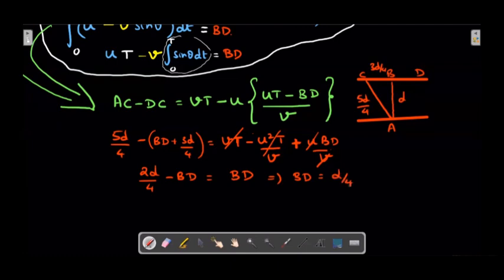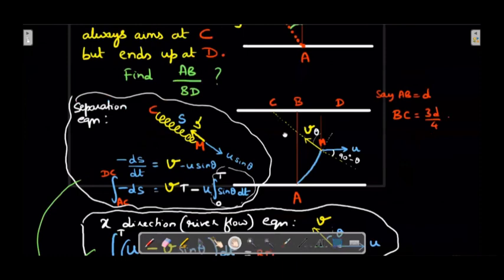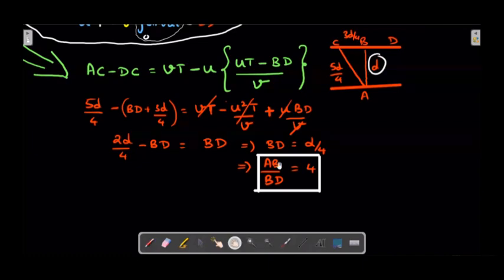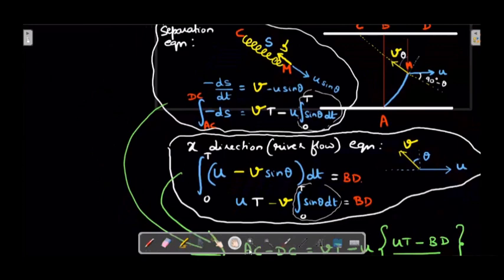Okay, BD is equal to D by 4, which tells you the original expression, that is how much AB by BD. AB by BD should be equal to 4. So this is your answer. I took D as AB, right? So I just substituted that one. I know it was a bit tedious, but the whole idea was to be able to do these two analyses.